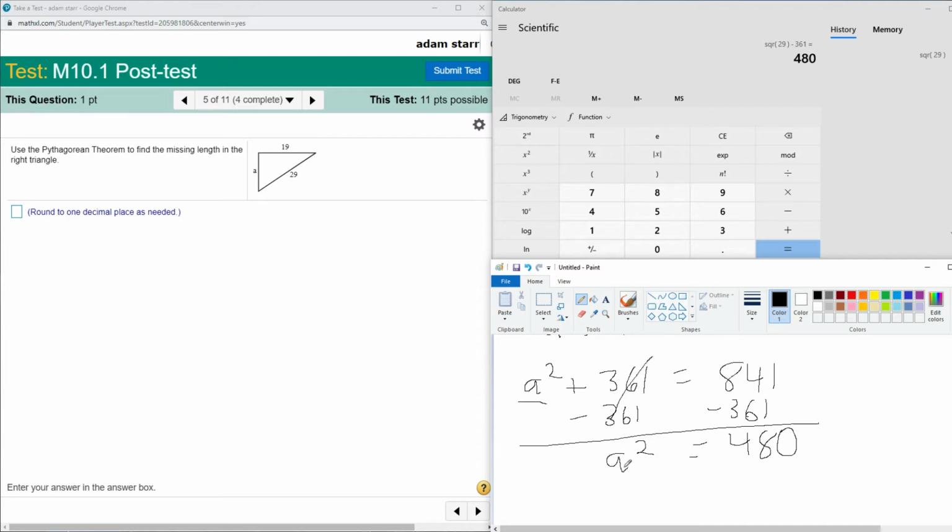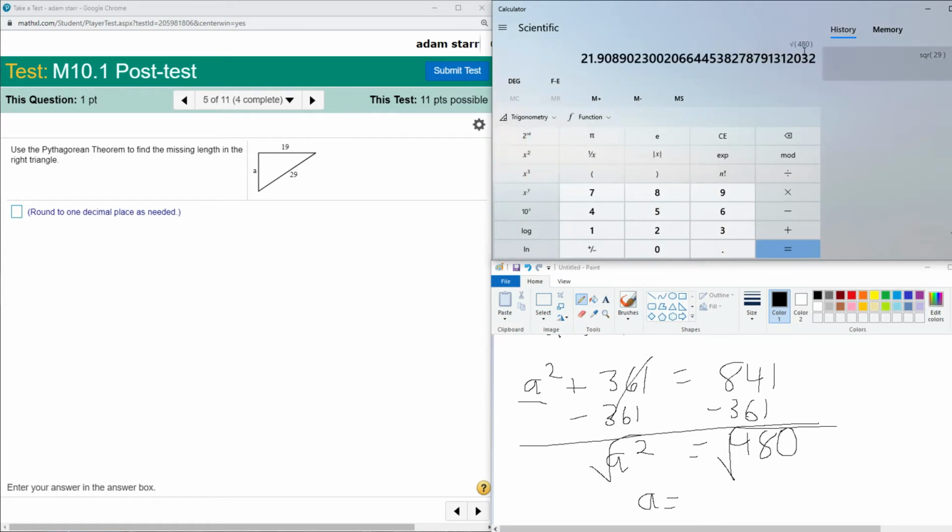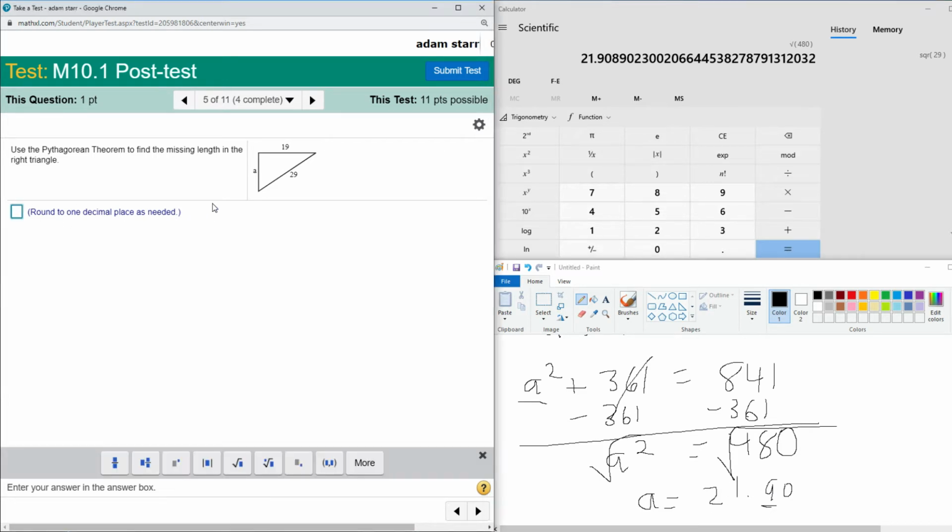To solve for A, I'm going to square root both sides. So A is going to be equal to the square root of 480. So I have 480 already typed in. Going to second, then the square root button. So this is not a perfect square. I got a decimal. And it says to round to 1 decimal place as needed. So I have 21.90. So 1 decimal place as needed. This will just be 21.9.